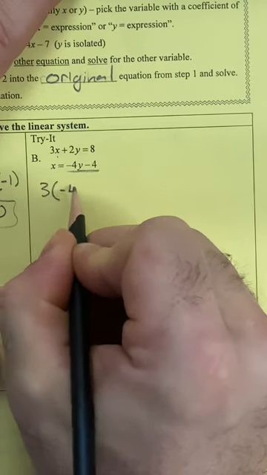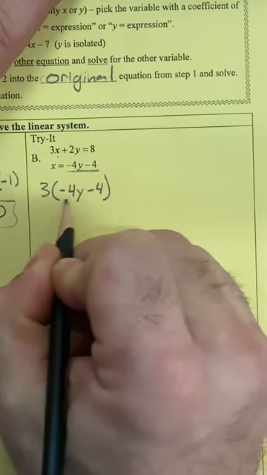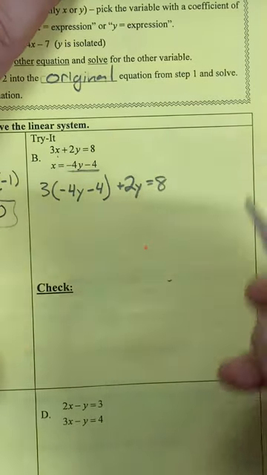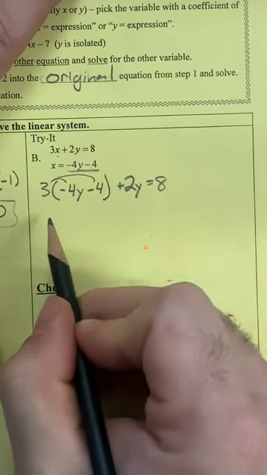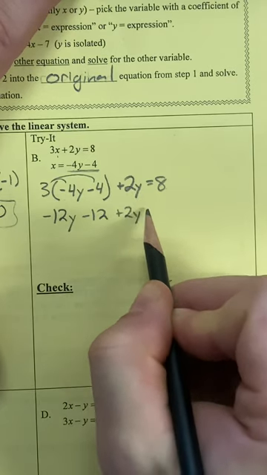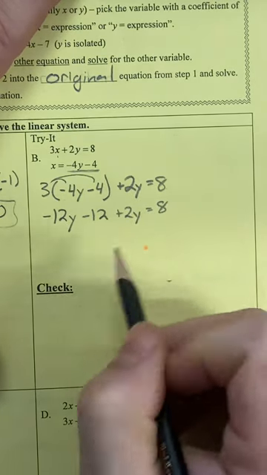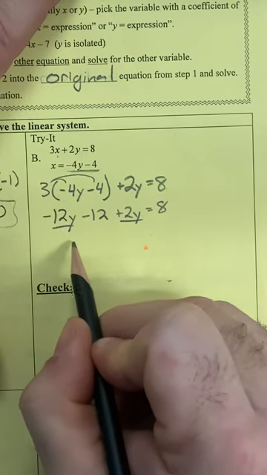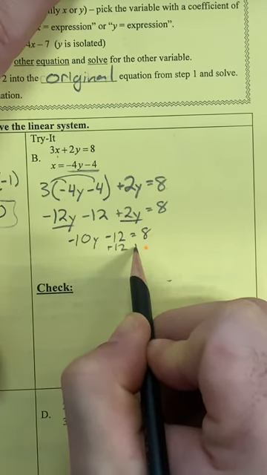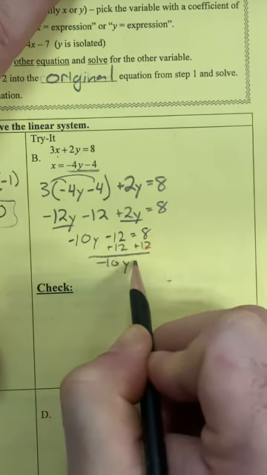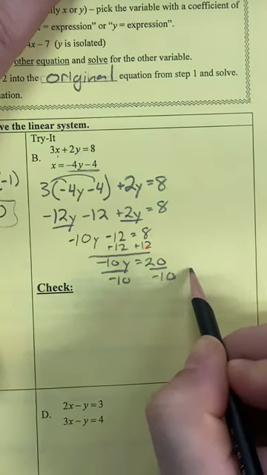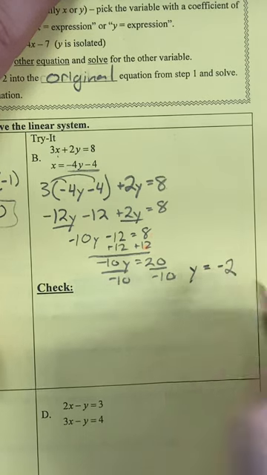So 3 times (negative 4y minus 4). This is where it's super important to use parentheses when you put your expression in. Plus 2y equals 8. Then I'm going to distribute. Negative 12y minus 12 plus 2y equals 8. And from here, I'm just going to combine like terms. So negative 10y minus 12 equals 8. Isolate my variable. Negative 10y equals 20. And then use inverse operations to get y equals negative 2.